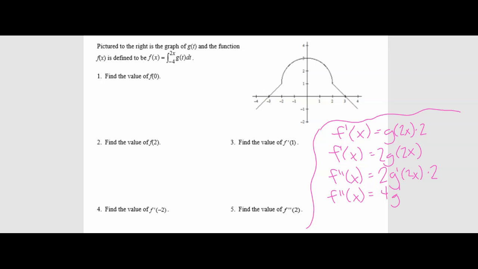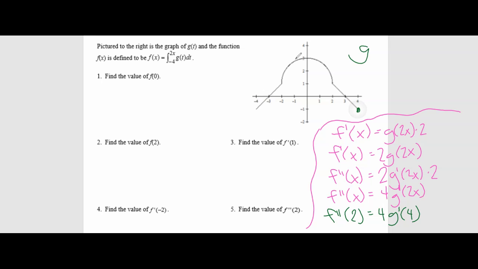So I get 4 times g prime of 2x. Make sure we know that's g prime. Well, to evaluate, I get f double prime of 2 is equal to 4 times g prime of 4. Well, I don't know what g prime of 4 is because I don't have a function of g written algebraically, but I do have the function of g in graph form. So I need to look for the slope of the tangent line at x equals 4.